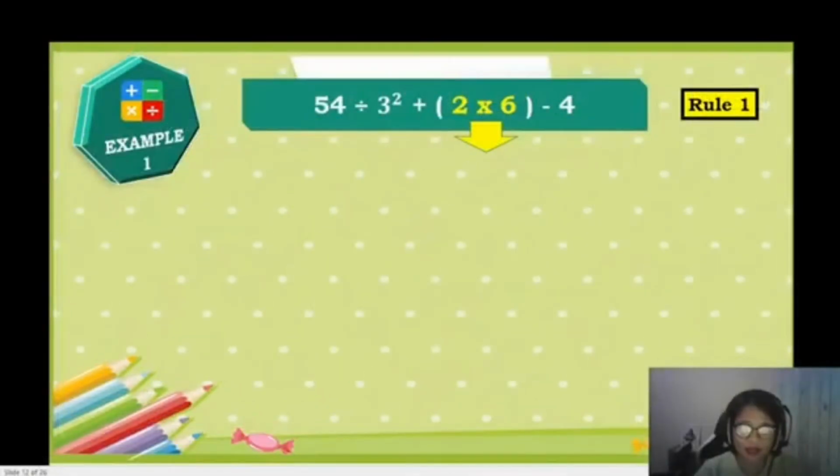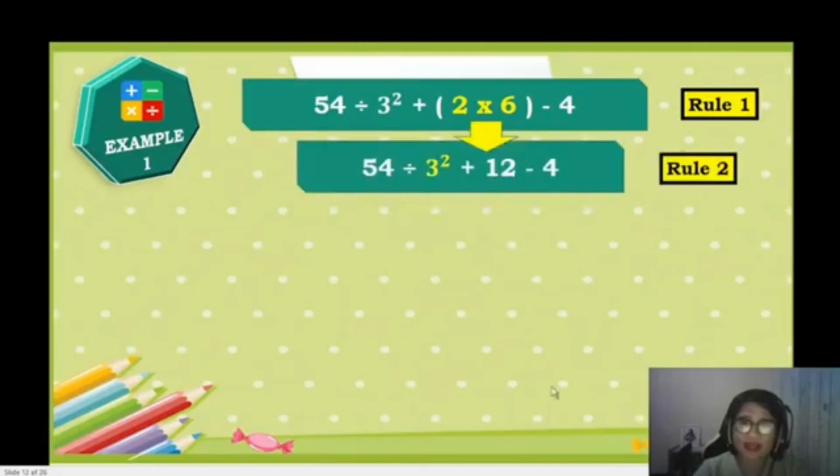Now, I want you to help me do this task. Perform 54 divided by 3 to the second power plus 2 times 6 minus 4. Let's apply rule number 1, which is parentheses. Inside the parentheses is multiplication. Let's do that first. 2 times 6 will give us 12. And then bring down all the remaining numbers which are not yet done.